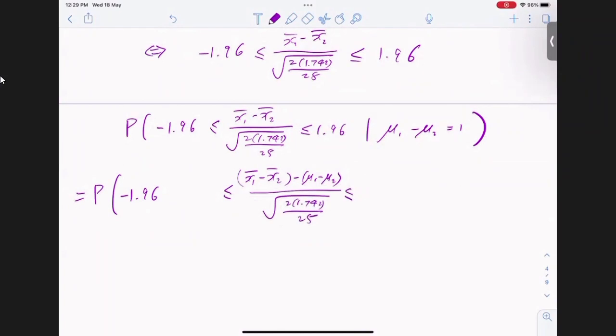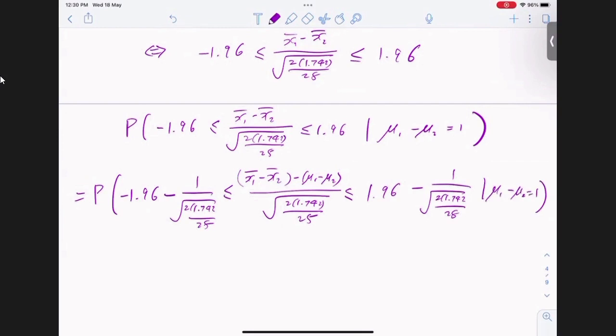After we center, subtracting the difference in the population means from the difference in the sample means, this test statistic becomes a standard normal random variable. Since we assume that the difference is equal to 1, on the right hand side we can adjust accordingly. The logic here is that we want to compute this probability and make use of the standard normal distribution for the calculation, so we standardize using this assumption. We subtract mu1 minus mu2 from the numerator here, so this is centered to become a standard normal random variable.